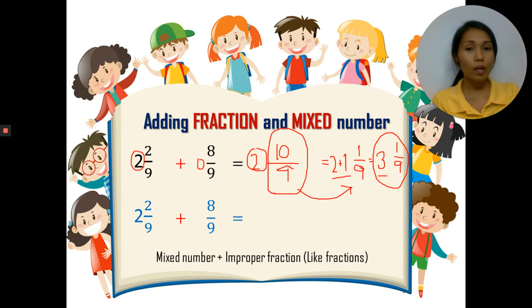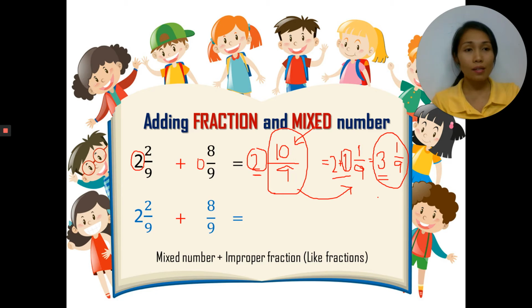Okay, you see when we convert 10/9 into a mixed number, we got 1 and 1/9. So that's where we got 1. So we need to add that to the whole number, the given whole number 2. So that's where we get 3. All right.